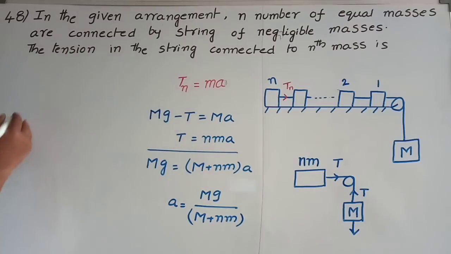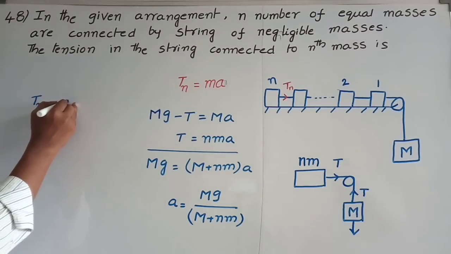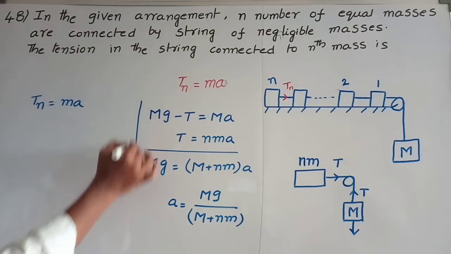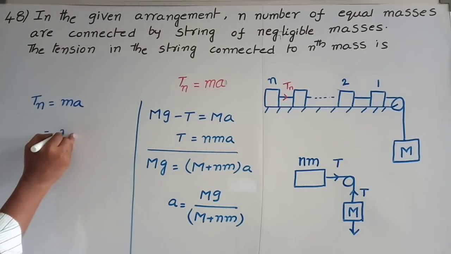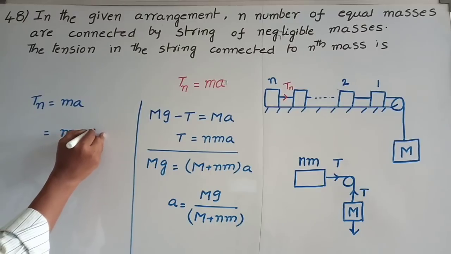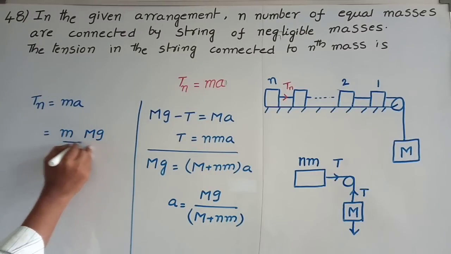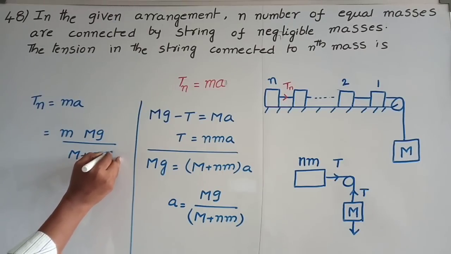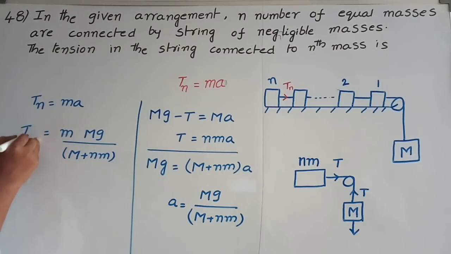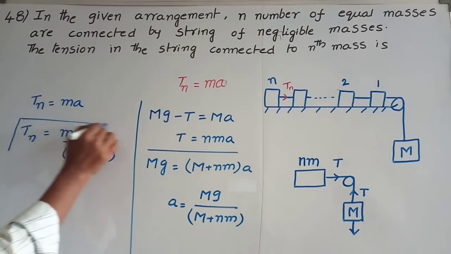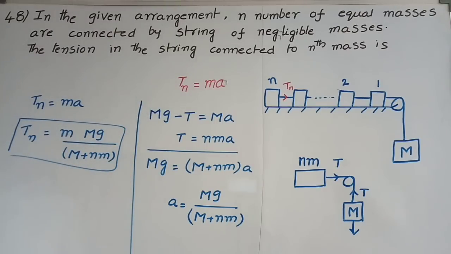Now, from this equation, Tn is equal to m into A. So that m into A is equal to Mm g by capital M plus n into small m. So this is the tension in the string connected to the nth block.